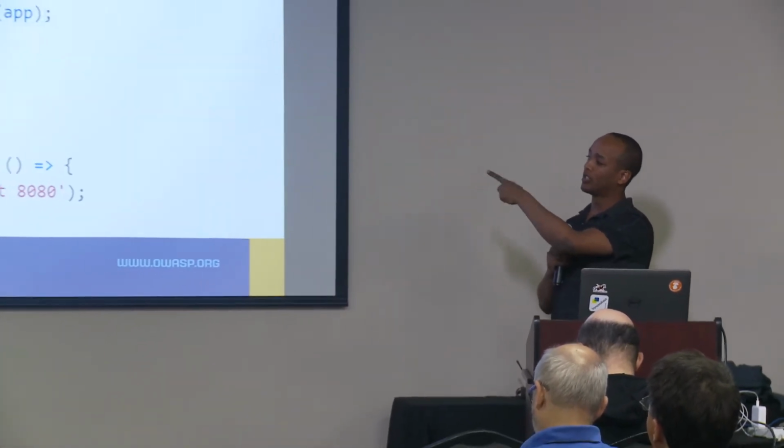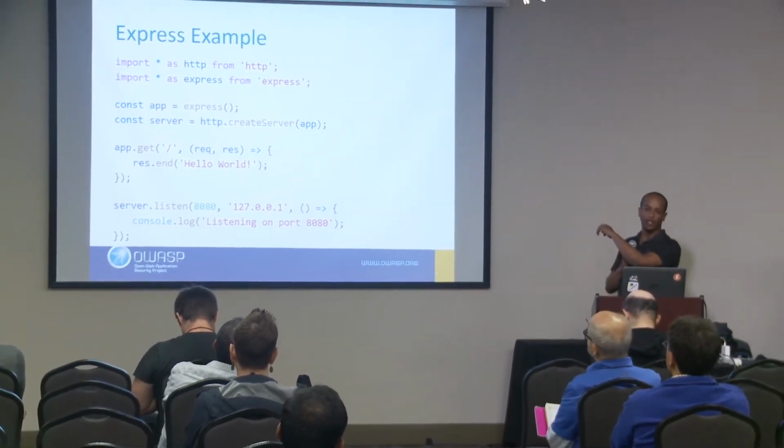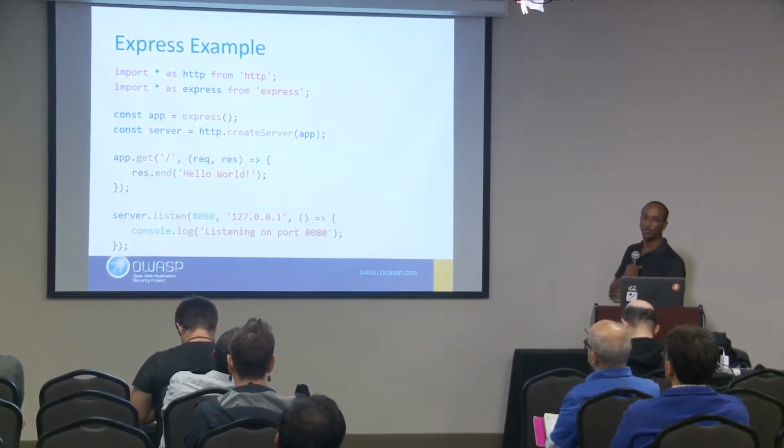So this is a Hello World example using Express and Node. You create your Express instance, you attach it to the server, you create a controller, in this case, that returns Hello World, and then you start listening on port 8080, and that's pretty much how you can create the Hello World.